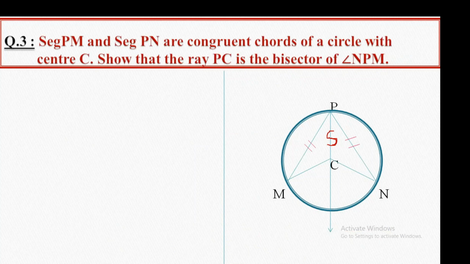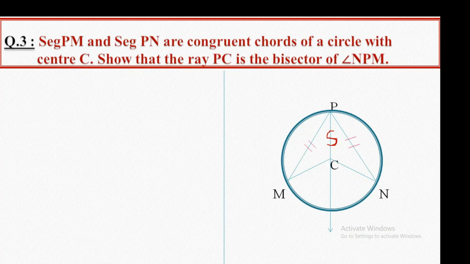Now see the question number 3rd, last question of the practice set 6.2. Segment PM and segment PN are congruent chords of a circle with the center C, so that the ray PC is the bisector of angle NPM. A very interesting question, see children. PM and PN, they both are congruent to each other, that is given to us. And C is the center of the circle. If you observe CM and CN, they both are nothing but the radius of the same circle. Right? What we have to prove, that PC is the bisector of angle NPM.